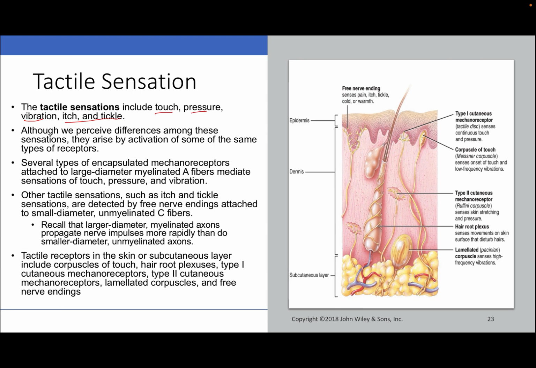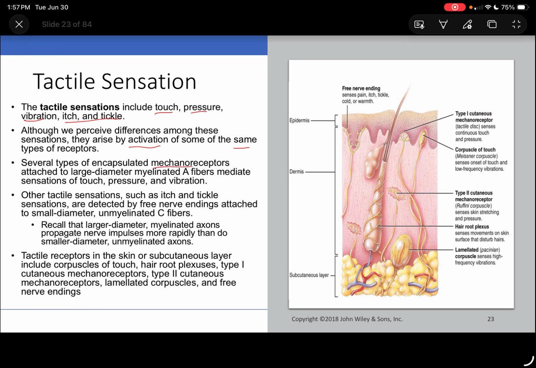So although we are able to perceive these things as different, right, we perceive them as separate and totally different sensations, they're going to arise by activation of some of those same receptors. Now, several types of encapsulated mechanoreceptors are going to be attached to these large diameter myelinated A-type fibers that are going to help to mediate sensations of touch, pressure, and vibration. Other tactile sensations, things like tickle and itch, are going to be detected by free nerve endings that are going to be attached to these small diameter unmyelinated C-type fibers.